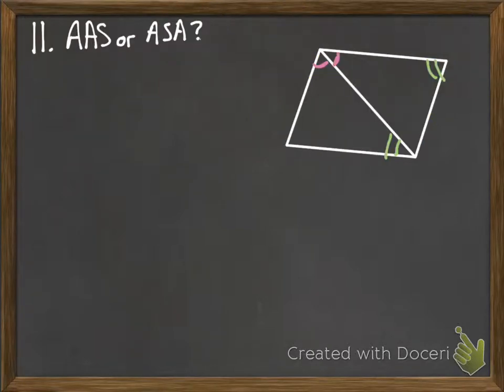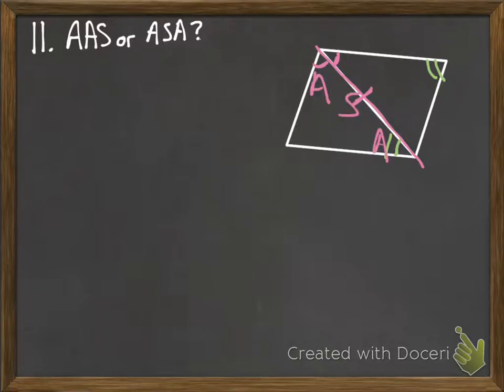Alright, number 11. Angle, angle, side, or angle, side, angle. Can we use either one of those two to prove these two triangles are congruent? Initially, this looks like a pretty easy problem. I have the reflexive property telling me that this segment's the same as that segment, therefore these lines are congruent. So I have over here angle, side, angle, all done.